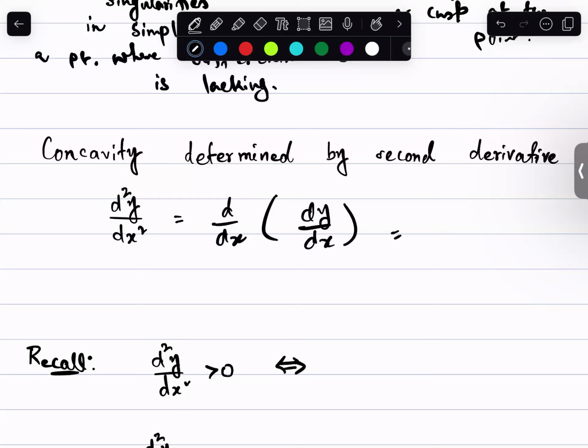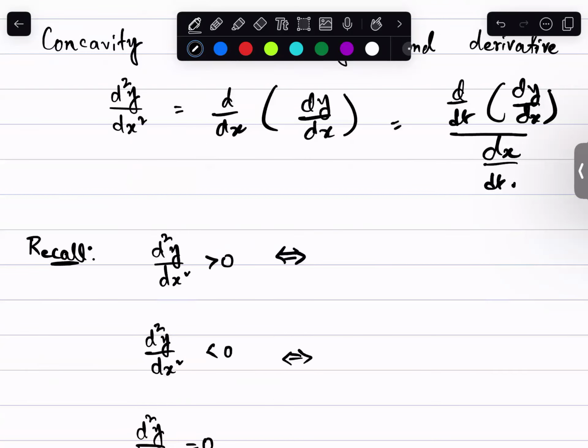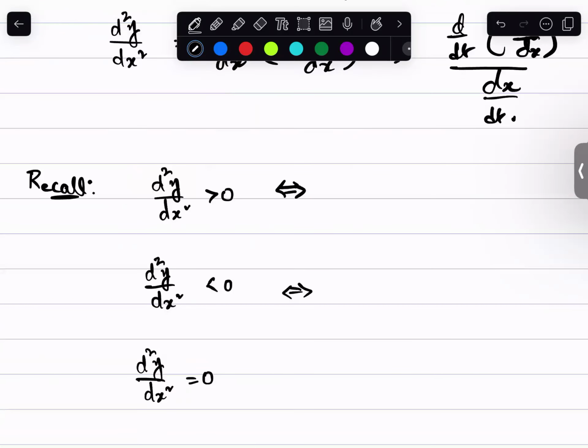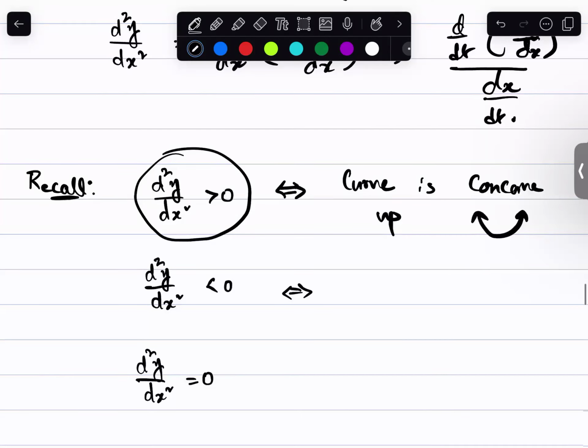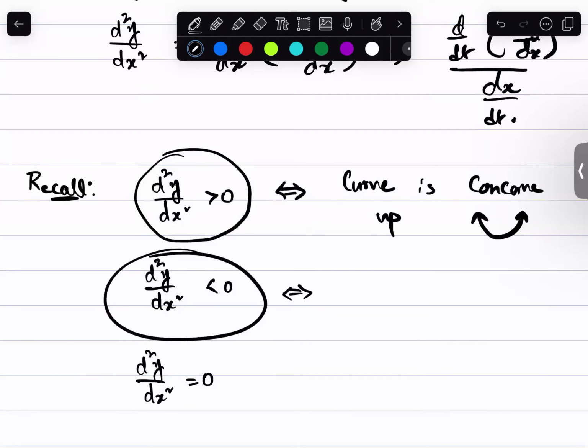Which is nothing but d dt of dy dx over dx dt. This is basic formulas from Calc 1. I hope you can relate to this. And recall that for concavity, if the second derivative is bigger than 0, then the curve is concave up. This is also coming from Calc 1, and the curve looks like this. If the second derivative is less than 0, then the curve is concave down, more or less like this.